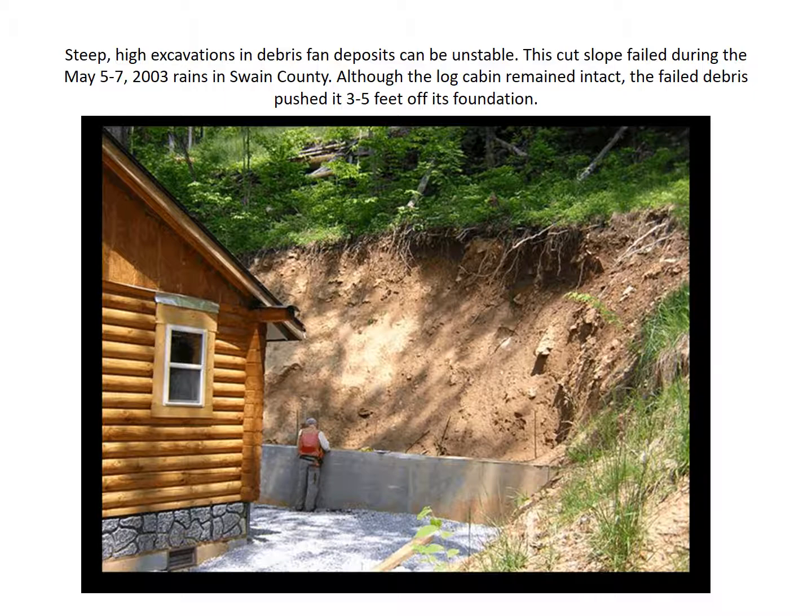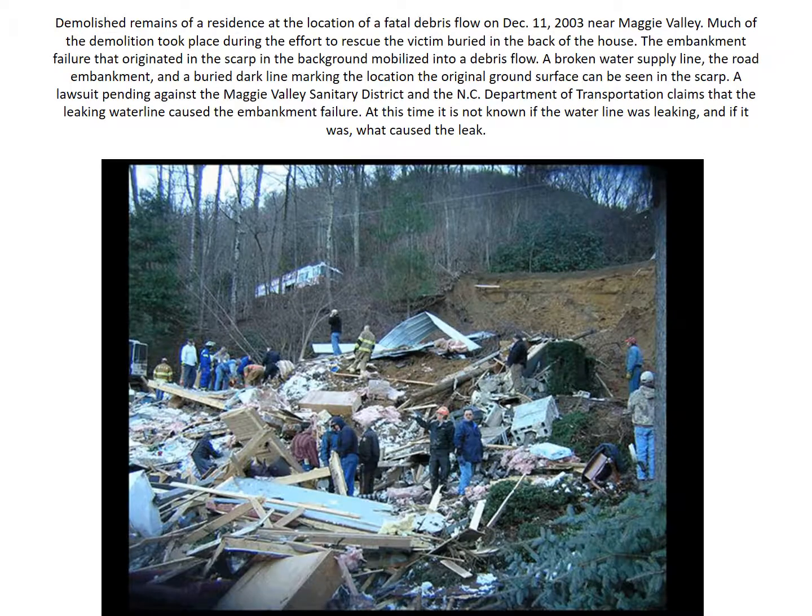All right. So when you have high excavations, especially to build houses on mountains and stuff, the cut slope can really fail. And in this case, it got under the log cabin and it pushed it 3 to 5 feet off of its foundation. After that Maggie Valley landslide, there was a lot of debris. Demolition had to take effect. So here's an image that shows you what it looked like following that landslide. You can see that there's a very delineated area where the landslide occurred and then where debris is. There are untouched trees, whereas there are areas that are completely destroyed.